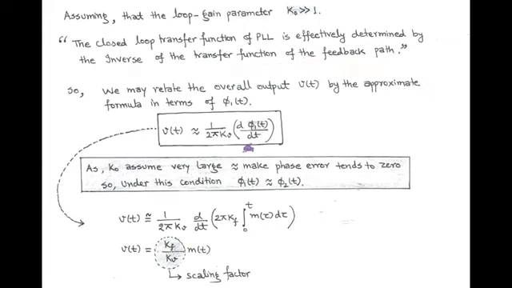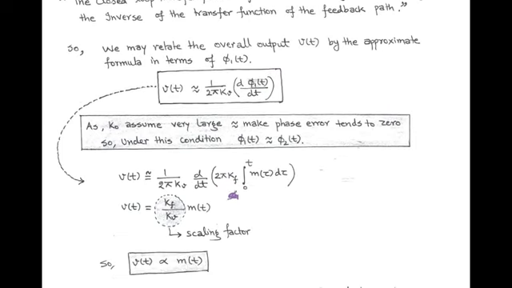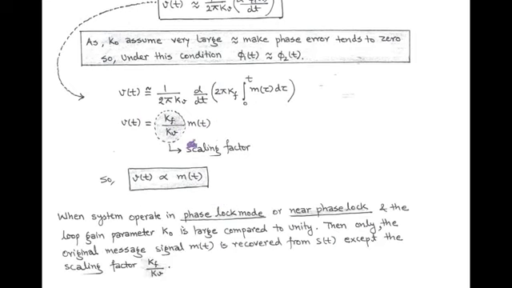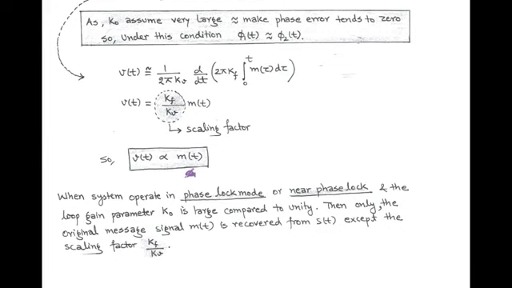Now, in place of phi 1, we can write 2 pi kf integration of m tau d tau. So, differentiation and integration cancel. Also, 2 pi is cancelled out, and we get Vt equals kf upon kv into mt. So here, output Vt is directly proportional to the scaled message signal. So, in order to recover the original message signal except the scaling factor kf upon kv, PLL must operate in phase lock or near phase lock mode with a very large loop gain parameter K naught compared to 1 radian.